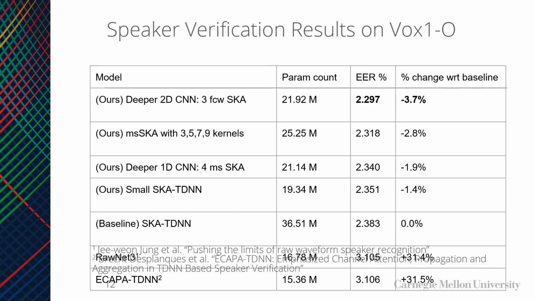And here are our speaker verification results on the Vox1-O protocol. Our baseline SKA TDNN is our reference point with 36.5 million parameters. And we see that even our smaller model of 19.3 million parameters is able to slightly improve the performance. We find the most significant gain by deepening the 2D CNN frequency and channel-wise SKA blocks at the cost of 3 extra million parameters.